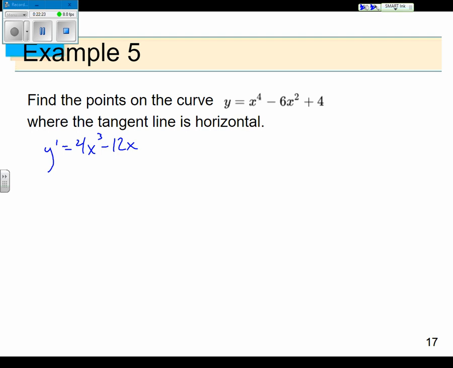What can you tell me about a tangent line that's horizontal? Its slope is 0, right? It's a horizontal tangent line. Its slope is 0. Isn't this the slope anywhere on this line? So I'm interested where my derivative is equal to 0, where the slope of my tangent line is equal to 0. How do I solve this for x?